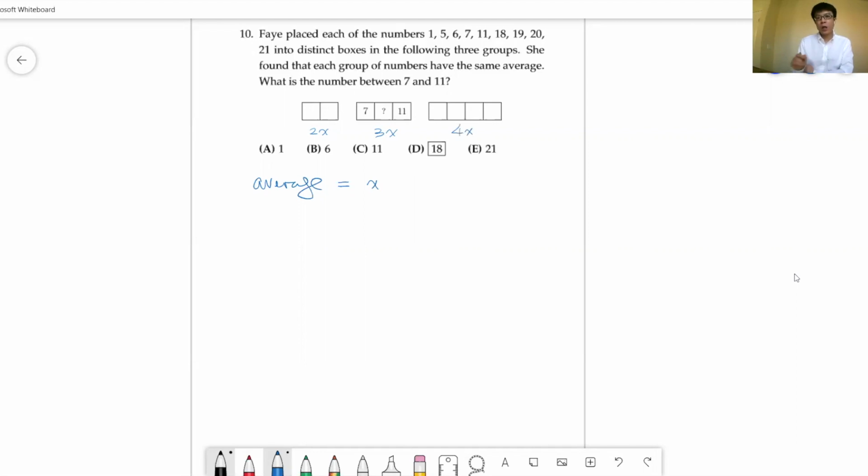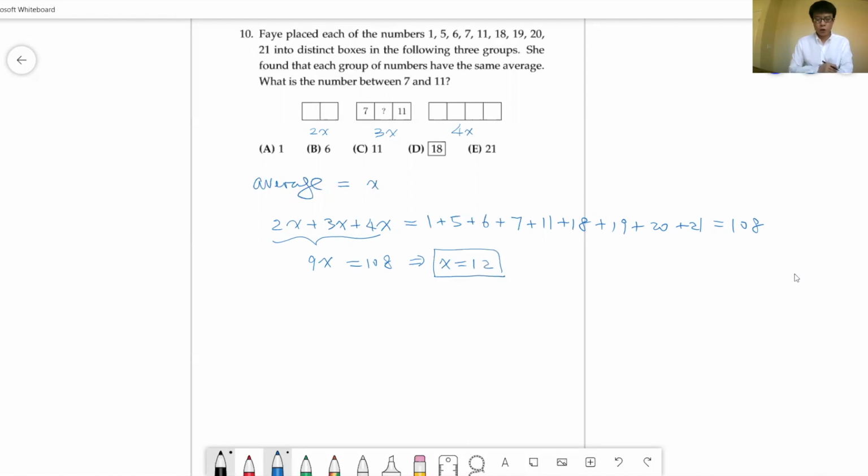Now, if we add these, 2x plus 3x plus 4x, that's the sum of all these numbers. And we know these numbers are 1, 5, 6, 7, 11, 18, 19, 20, and 21. And this sum we know is equal to 108. But on the left hand side, this is equal to 9x. So 9x equals 108. That implies x equals 12.